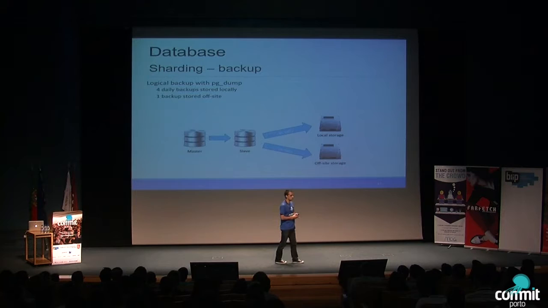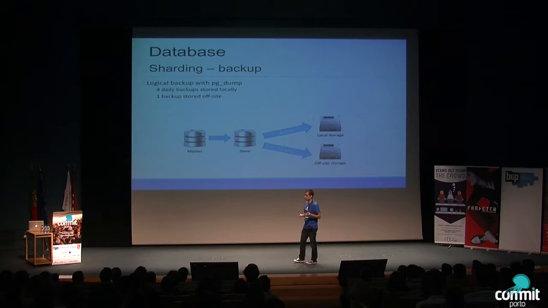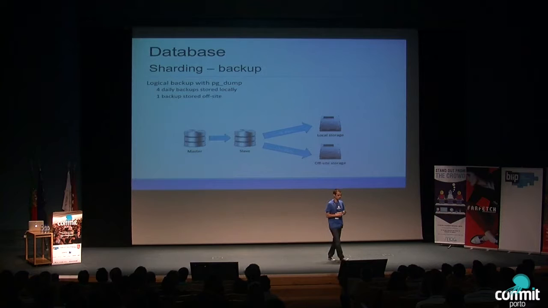Once per day, we copy one of those backups to an offsite hard drive, just to make sure that in case a disaster happens, we have a recent backup. And this started failing, why? Again, with the number of databases and the number of tables in the database, the Postgres pg_dump utility that we were using started taking too long.